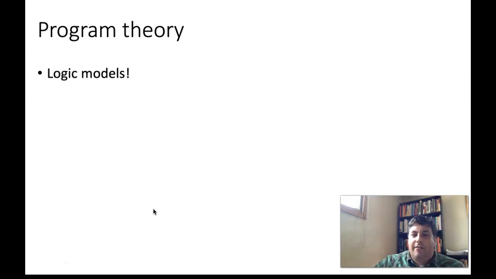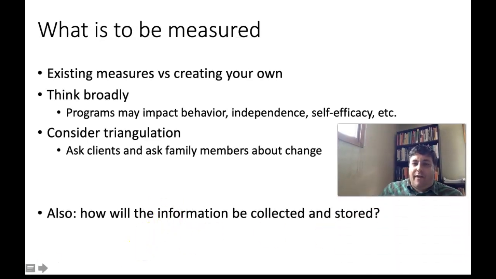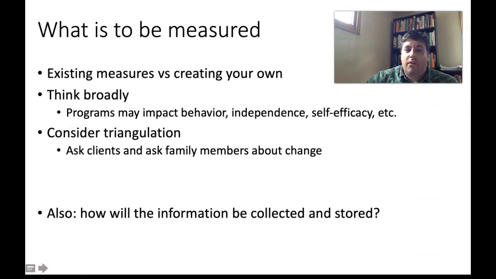Next step. The stakeholders typically put together a program theory, which is a logic model, which is something we spent a considerable amount of time doing this semester. After that, you're going to identify what is to be measured. Thinking about what is to be measured, the best way to do that is to think broadly, and there's nothing wrong with measuring a plurality of dependent variables. So not only things like symptoms, but other indicators of behavior, of independence, of self-efficacy. All of those things are important to measure.